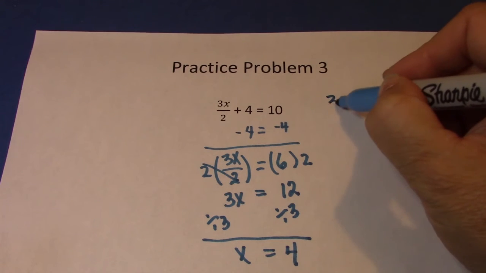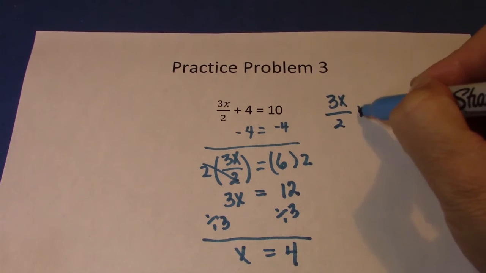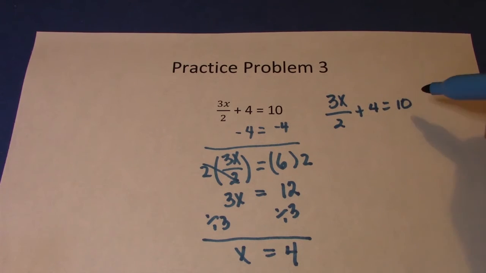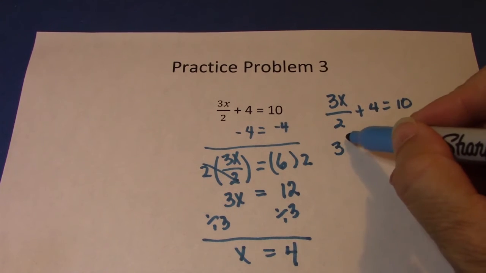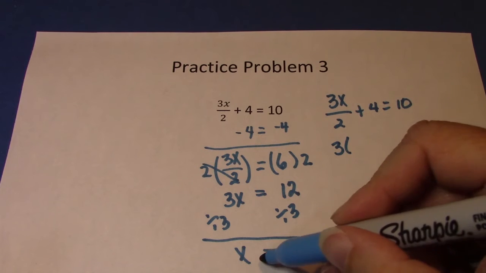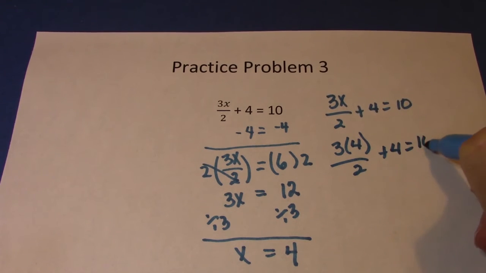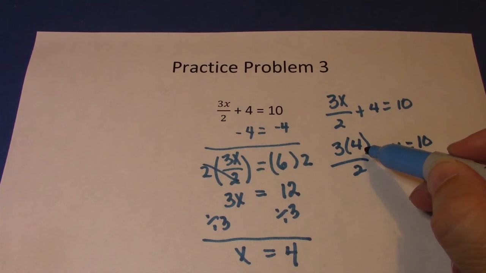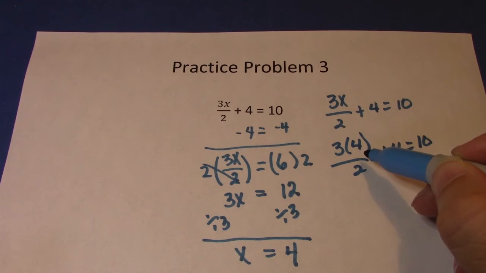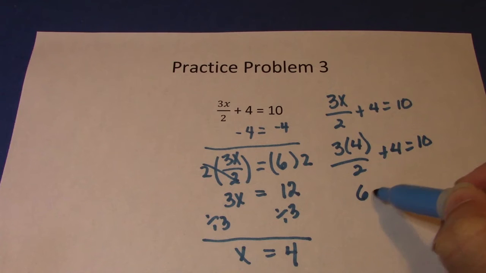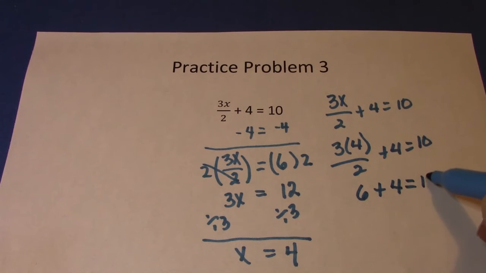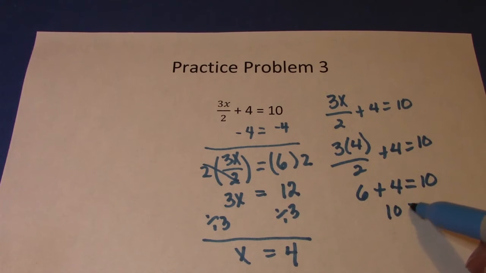All right, let's see if this holds up with our test. I've rewritten the problem. Now every time I have an x, I'm going to write 4. 3 times 4 is 12, and I can go ahead and do this in one step. 12 divided by 2 is 6. 6 plus 4 is 10, and 10 equals 10, that's true, so the answer must be right.